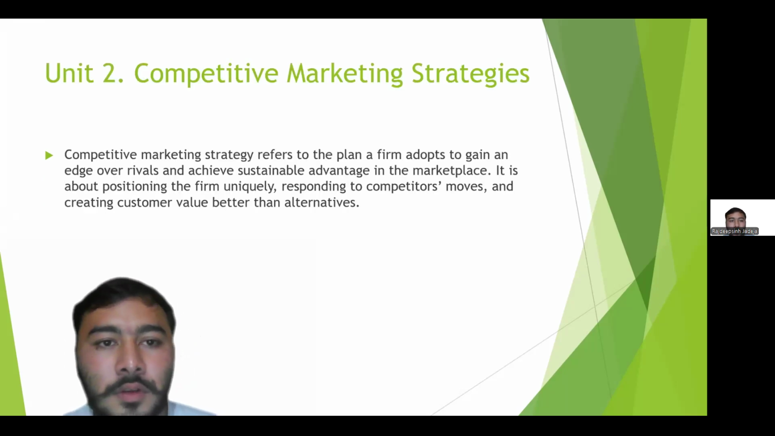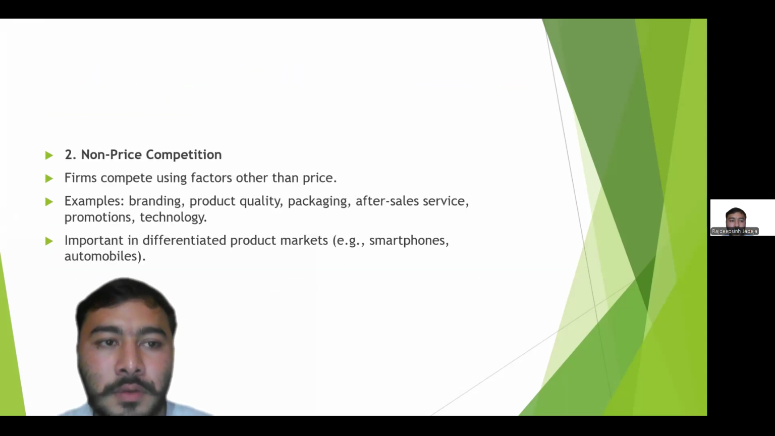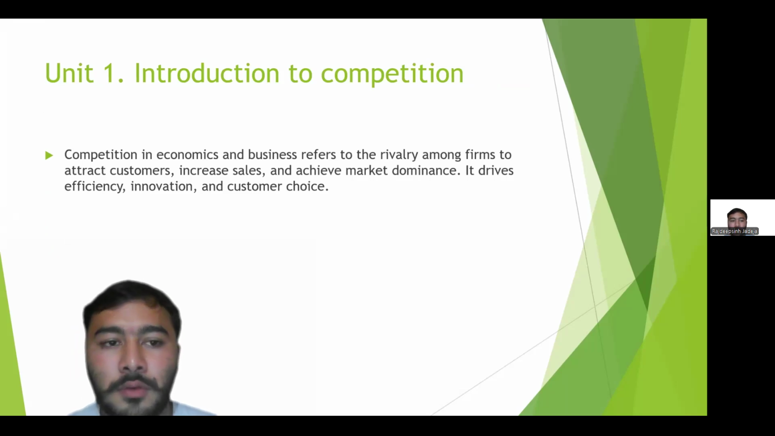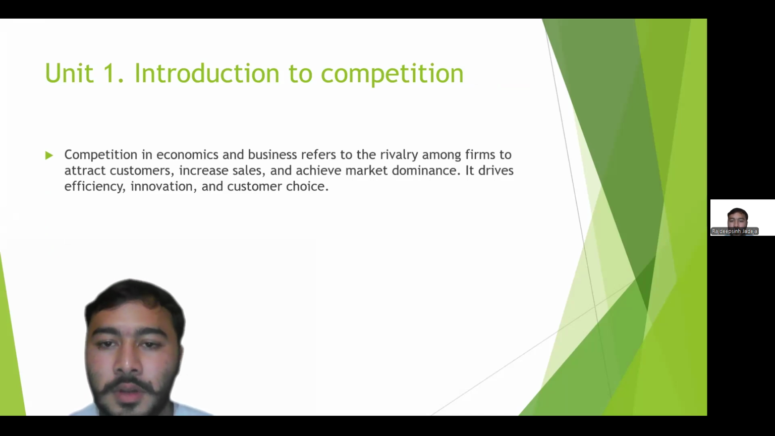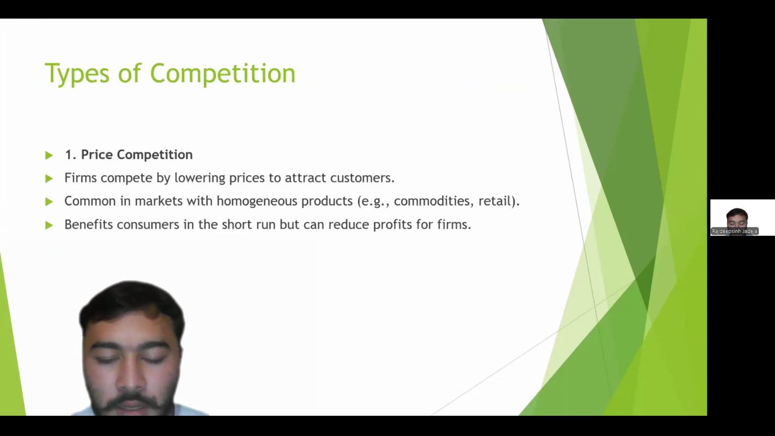Okay, so this is unit number 2, competitive marketing strategy. This unit we will do tomorrow. Now we just revise our first unit, which is an introduction to competition. As we started today this subject of competitive marketing, we came across the definition of competition. Competition in economics and business refers to the rivalry among firms to attract customers, increase sales, and achieve market dominance. There are many types of competition.